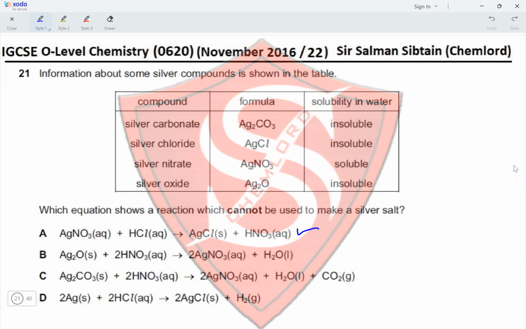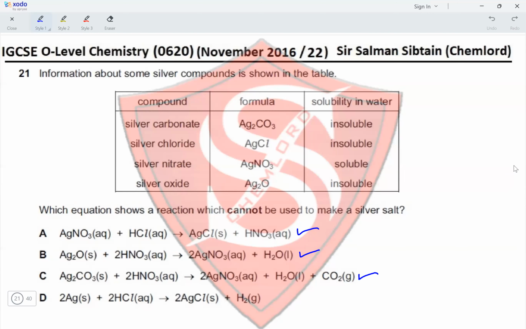We have silver oxide reacting with nitric acid producing silver nitrate and water. So this is an insoluble salt dissolving in an acid, reacting with it and producing a soluble salt. So this reaction also happens. We've got another insoluble salt, this time a carbonate, reacting with an acid, producing a soluble silver nitrate salt and releasing CO2 and H2O. So this reaction will also occur.